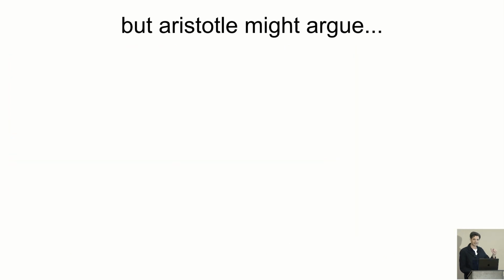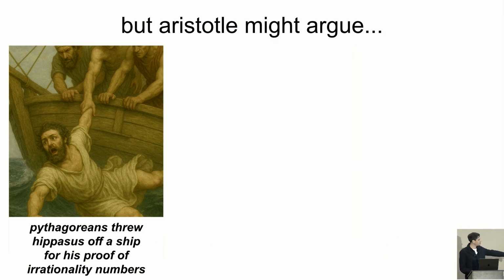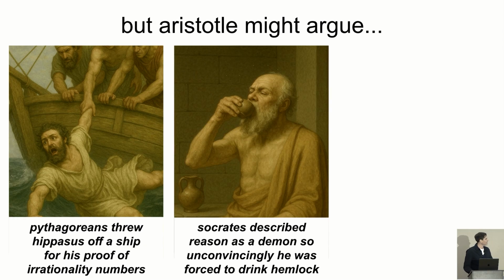But yet, Aristotle might argue, it was the Pythagoreans that threw Hippasus off a ship. Why? Because he proved that their sacred rational numbers weren't always sacred, that the square root of 2 was irrational. And wasn't it Socrates, he was so bad at describing the virtue of reason. He described it as a demon, so unconvincingly that they forced him to drink hemlock.